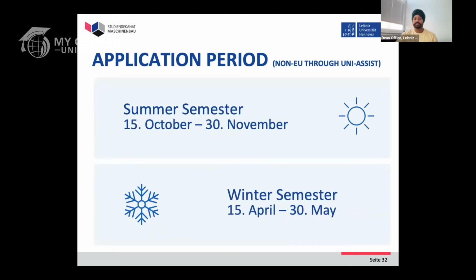Our application period for non-EU will always be through UniAssist. So for the summer semester, it goes from 15th of October till 30th of November. So that means it's already over. And for the winter semester, which will be opening very soon, will be from 15th of April to 30th of May.